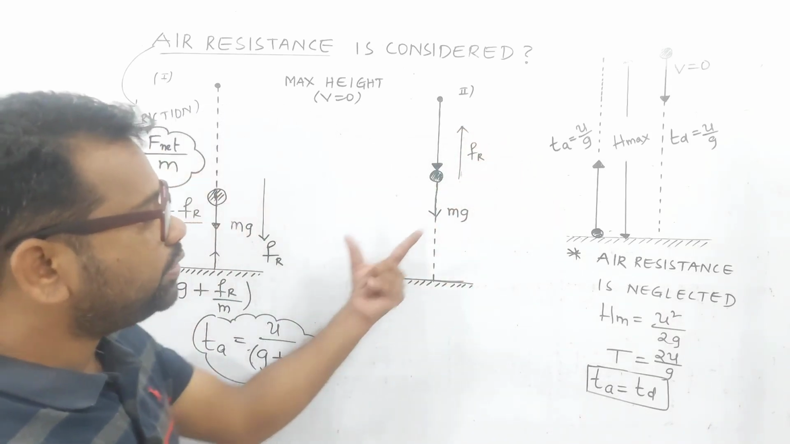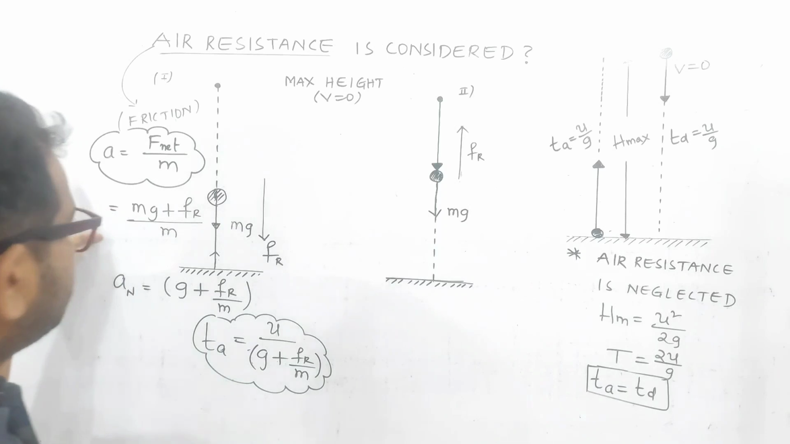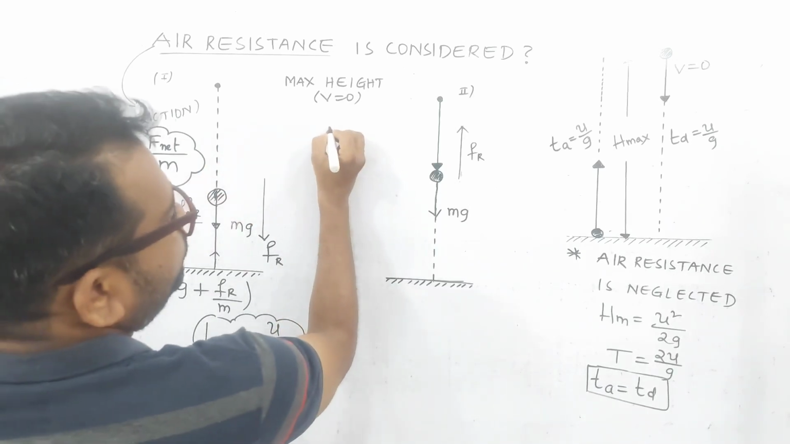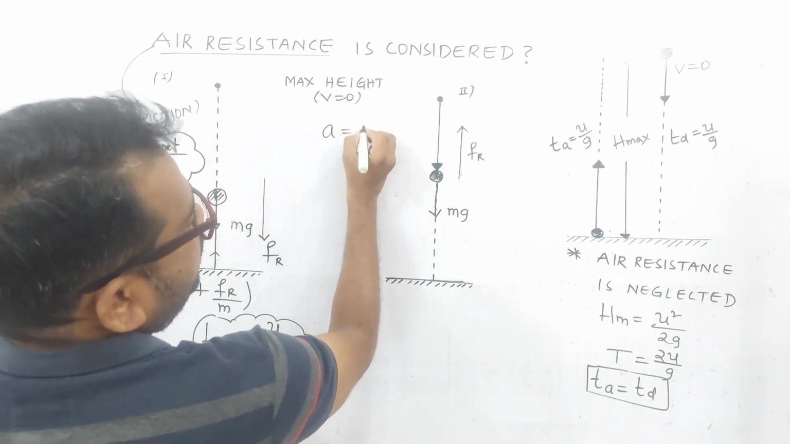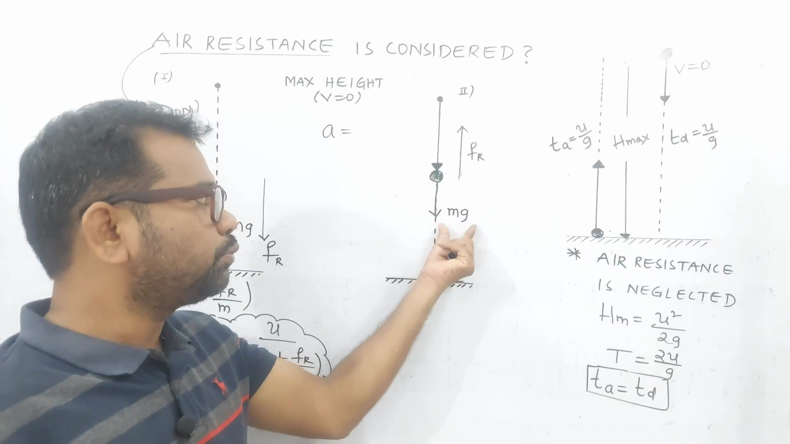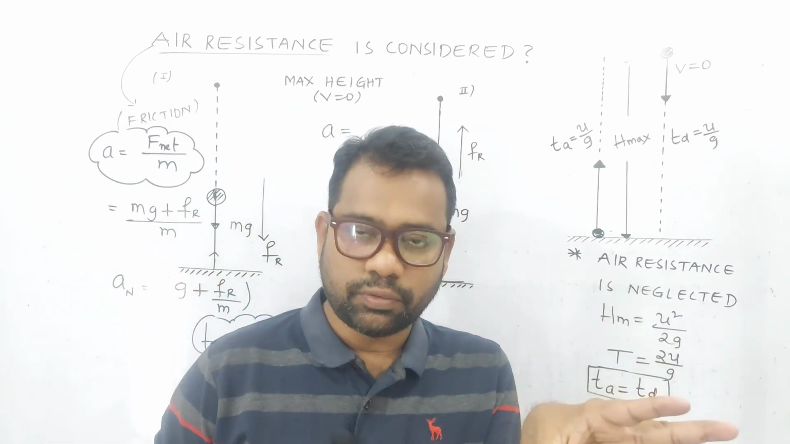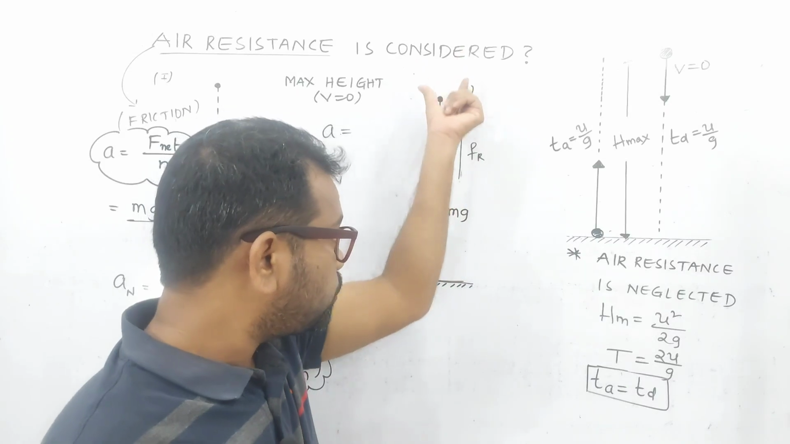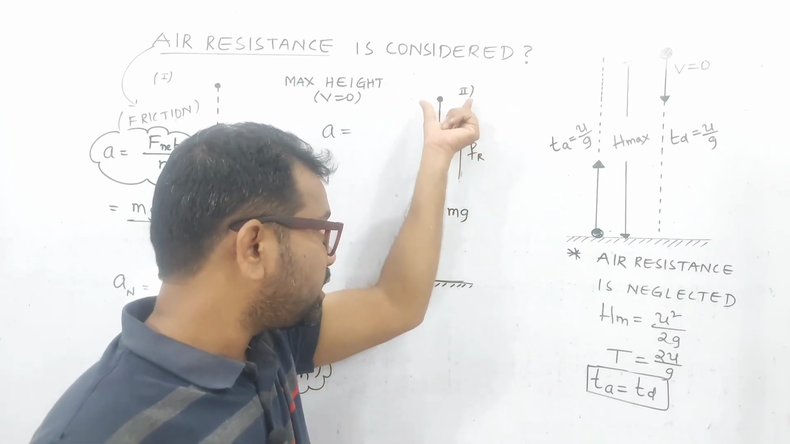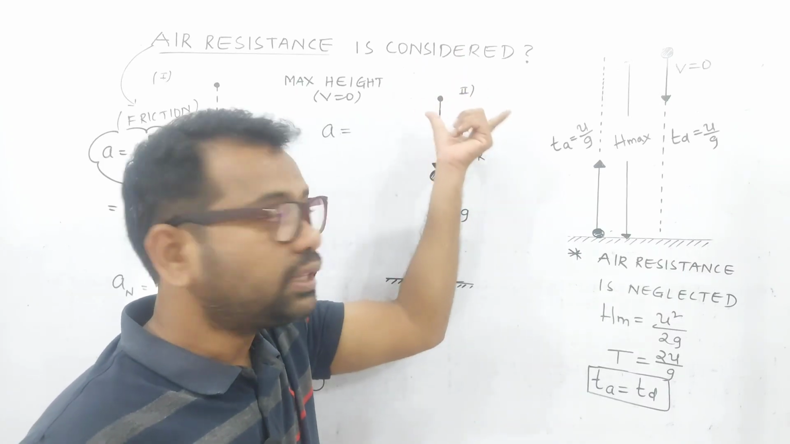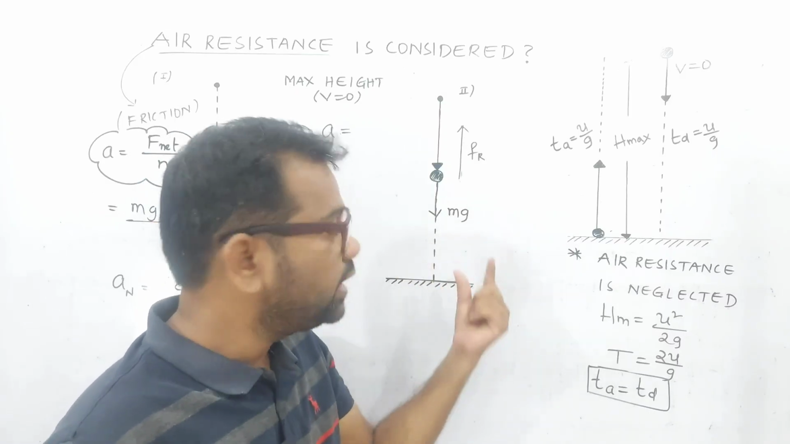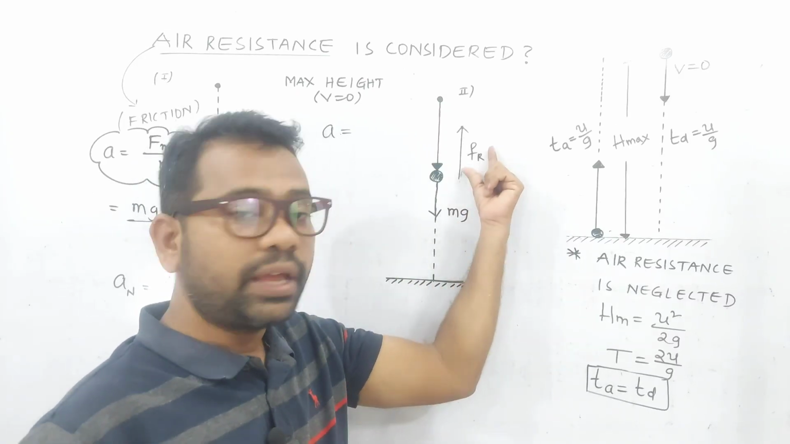Now what will be the net force here? If you want the net acceleration, we need the net force, right? So a is equal to net force by mass. You tell me, is mg more or is Fr more? According to Newton's second law of motion, it is higher force minus lower force. The net force will be in the downward direction because the body is moving downward. Obviously the net force will be downward, which means mg is more than Fr.